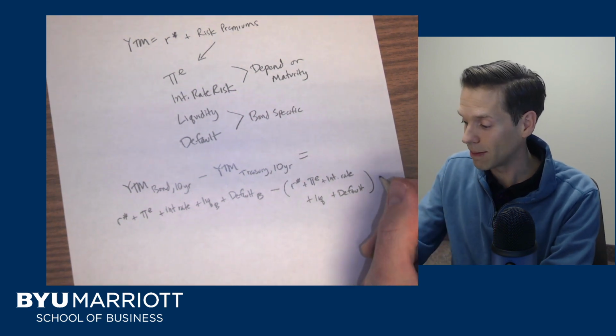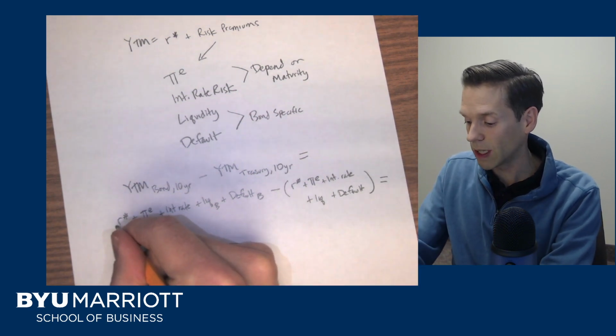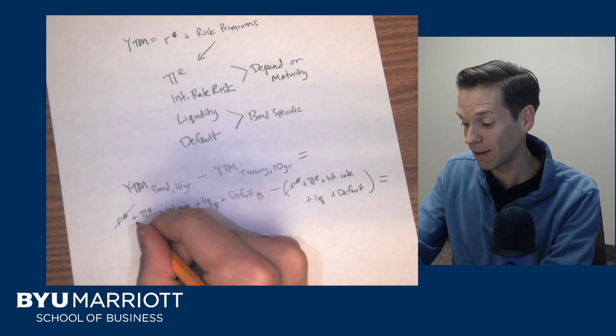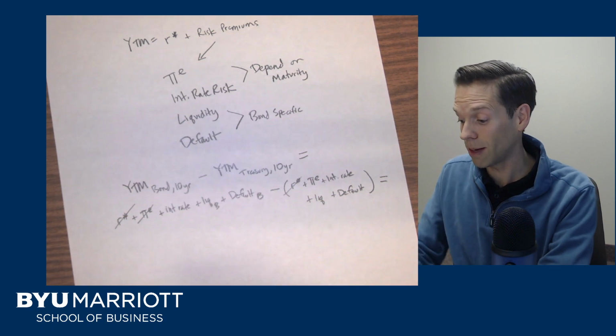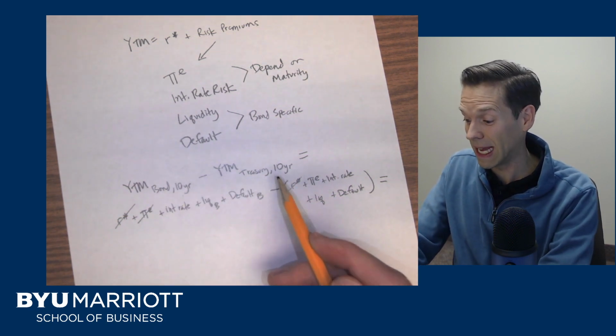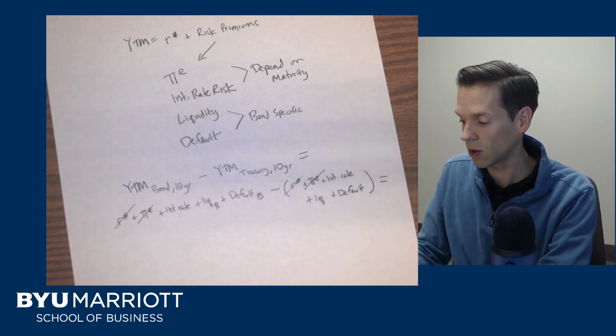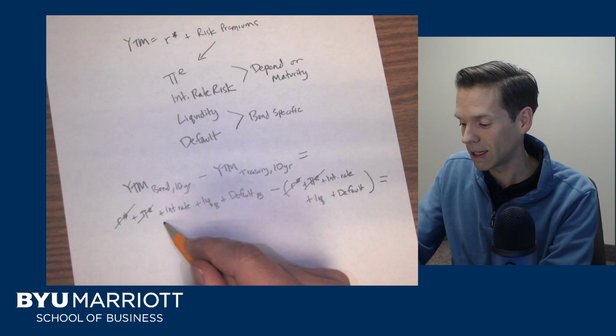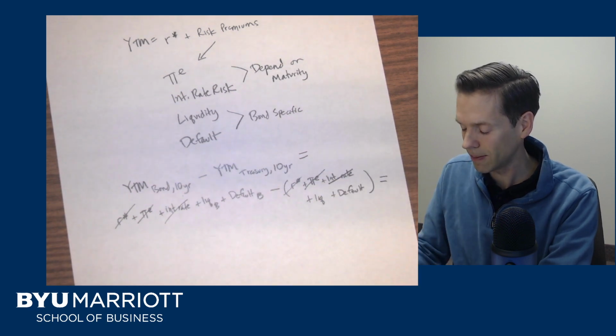Okay, well, let's start simplifying. The risk-free rate, we're going to subtract that out with the treasury. That'll cancel. Expected inflation is dependent only on maturity. They both have a 10-year maturity, so they should have the same expected inflation. So those will subtract out. Interest rate risk, again, only dependent on maturity, so those will cancel out.